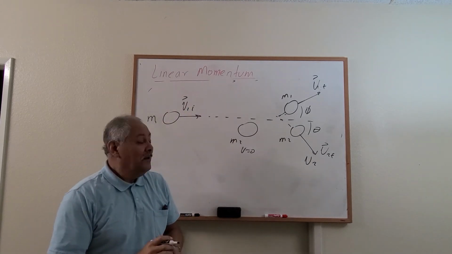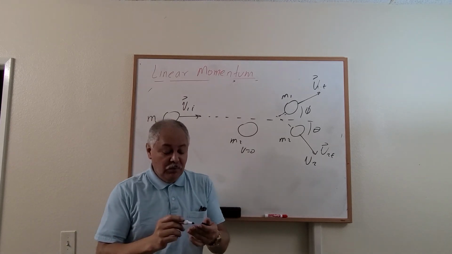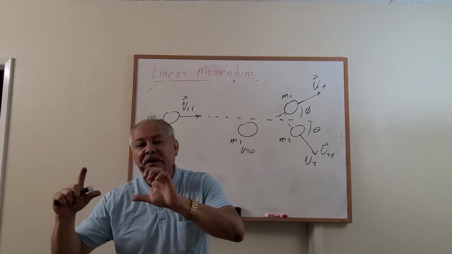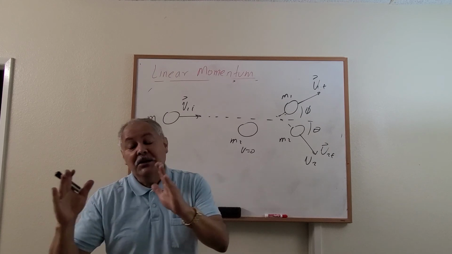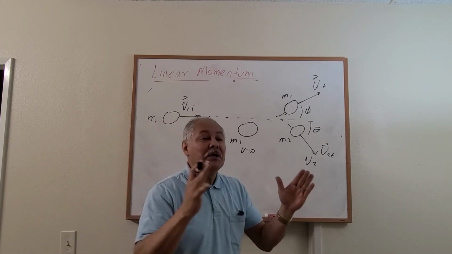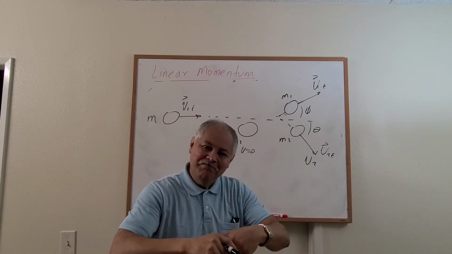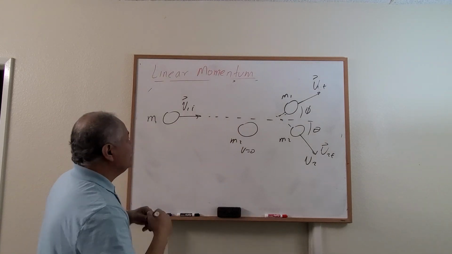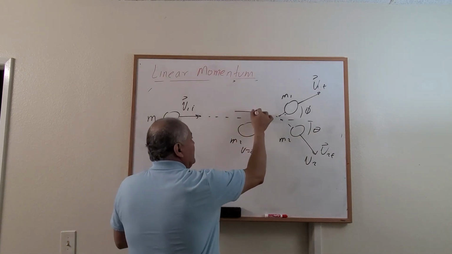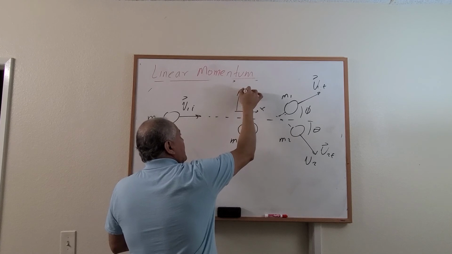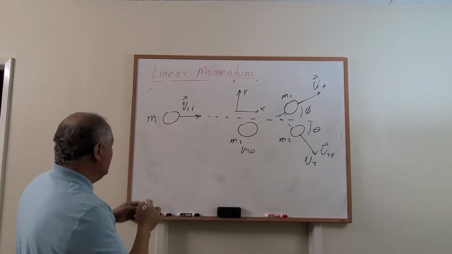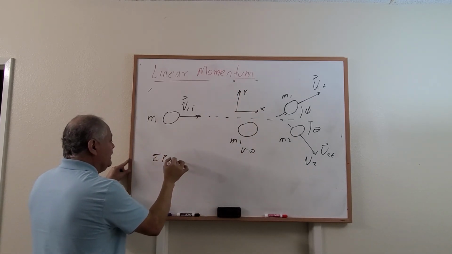How do we solve this problem again? Conservation of momentum. But now this is in 2D. So we need to find the conservation of linear momentum in the x direction and the conservation of linear momentum in the y direction, and then we combine them. Okay, let's do it. So let's label this as the x direction and that as the y direction. Now let's find the momentum in the x direction.